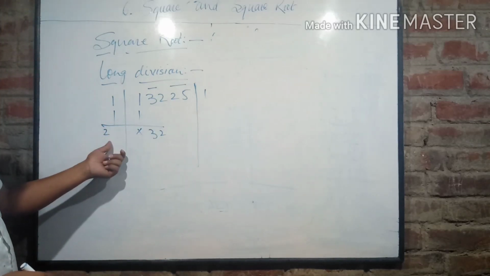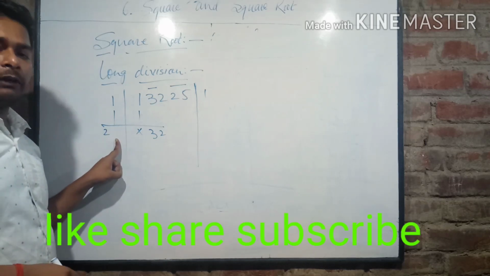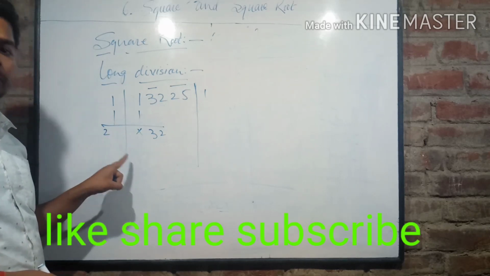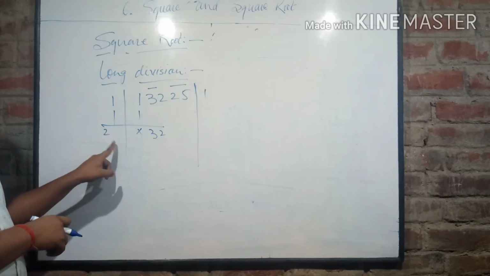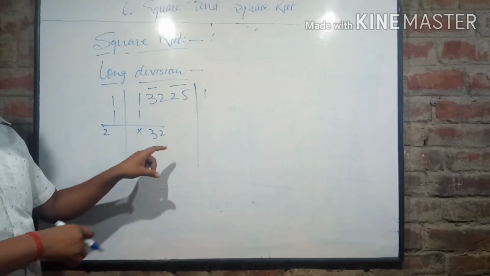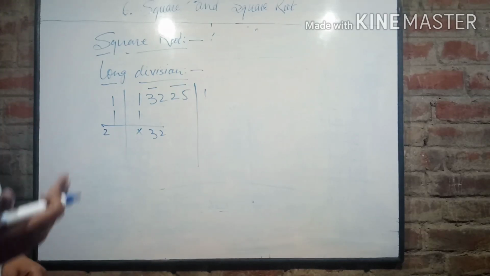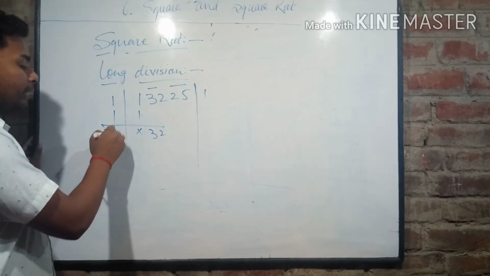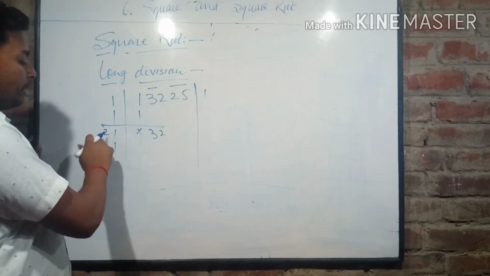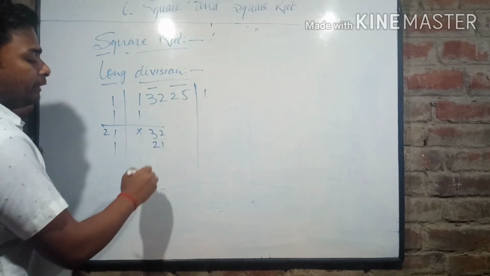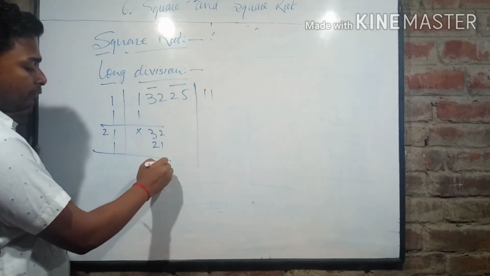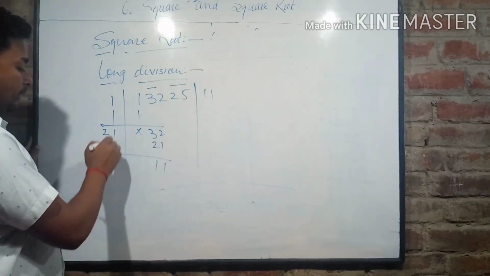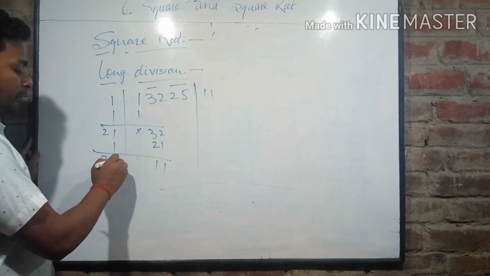Again we have to follow the same process. Whatever number we write here, we have to multiply with the same number. Suppose we write 2. We know that 22 into 2 is equal to 44, which is greater than 32. So that is not suitable. So we will go with 1 less, that is 1. 21 into 1 is equal to 21. Now it is subtracted over here. 21 plus 1 is equal to 22.